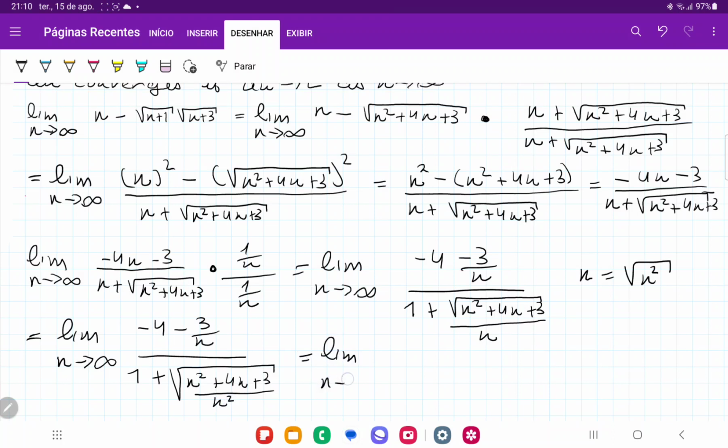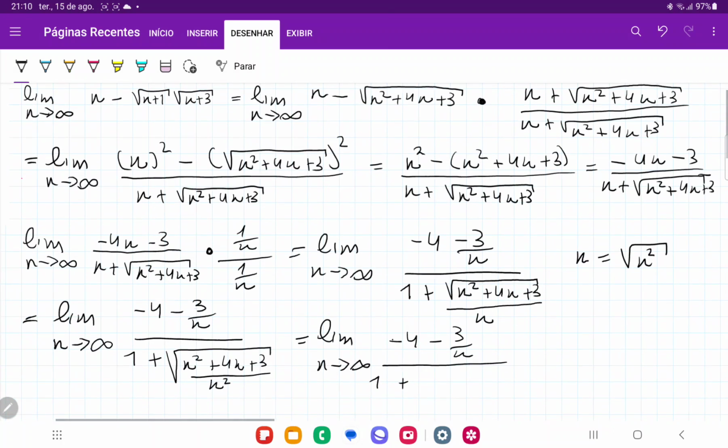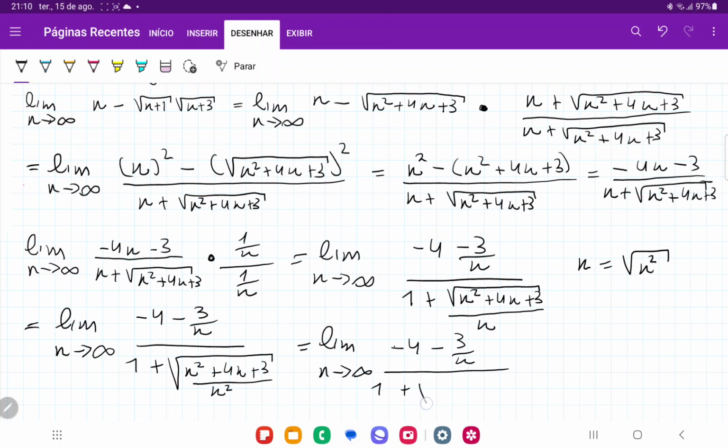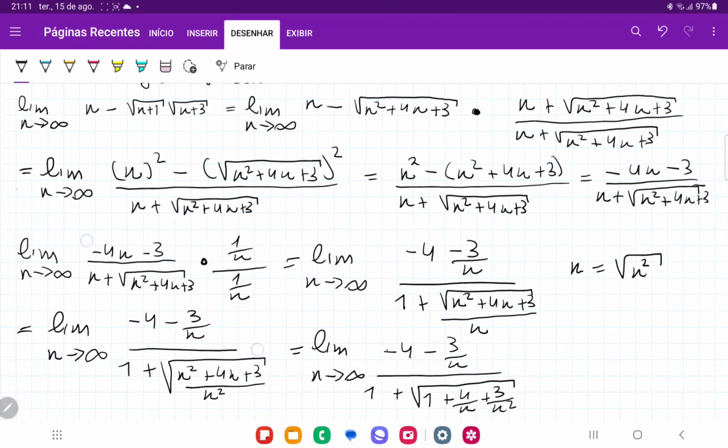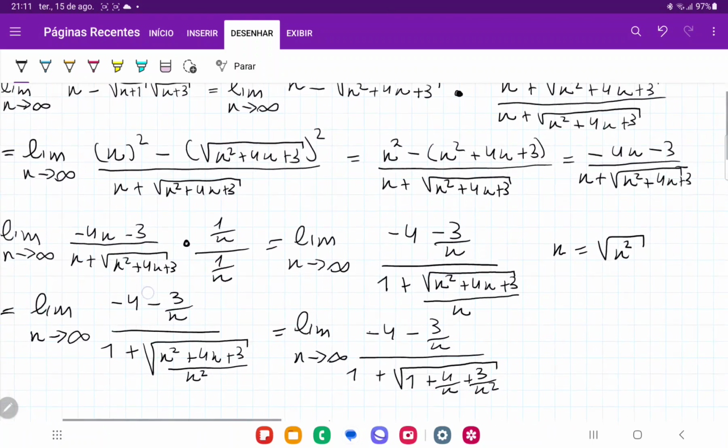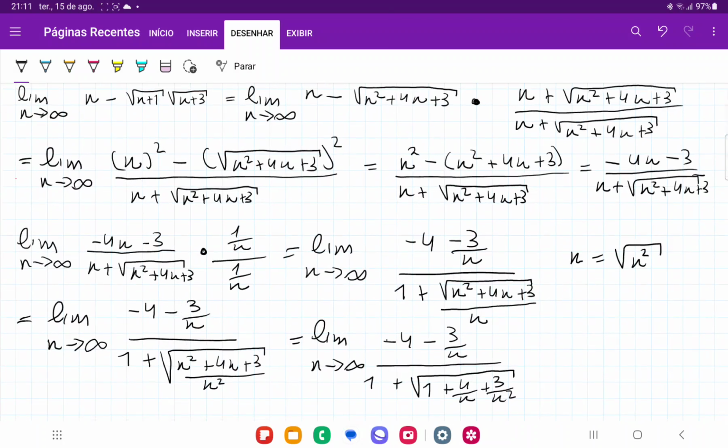which is equal to the limit as n approaches infinity of minus 4 minus 3 over n divided by 1 plus, we're just going to simplify this, square root of n squared divided by n squared is 1, right? 4n divided by n squared is plus 4 over n, and then plus 3 over n squared. Okay, so that was quite a lot of work. But once we get here, we are ready to take our limit.